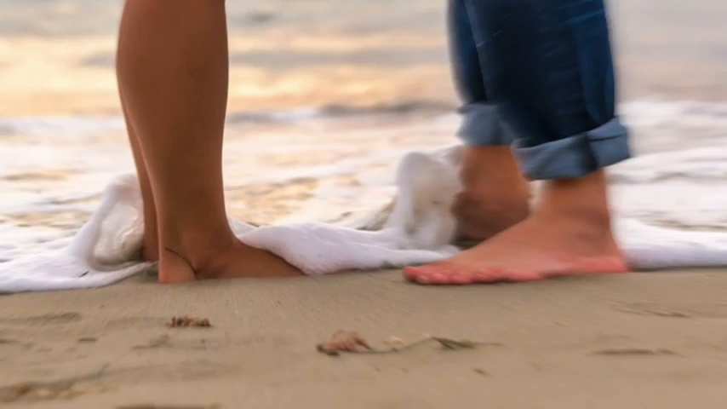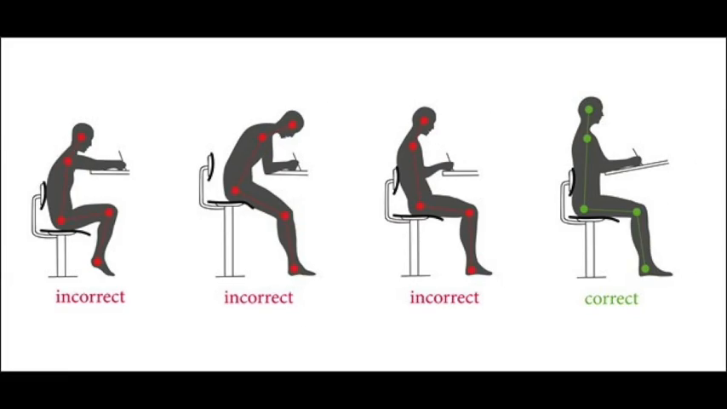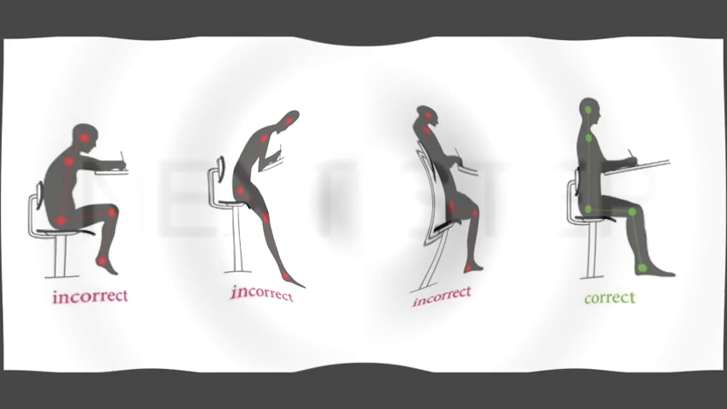Okay, so the first thing you want to keep in mind is your posture. Your feet should be planted on the ground, elbows bent, and your back should be pushed firmly against your chair. This will help you type faster and easier. This is just one of the steps.